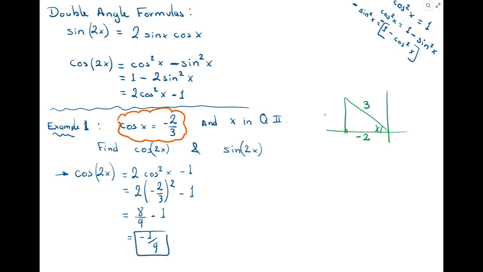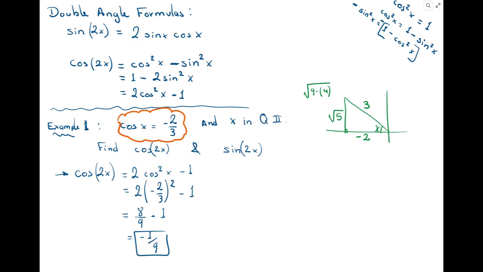And then for the sine, I would need to know what that other leg is, right? That y value here. So that would be the square root of 9 minus 4, right? Negative 2 squared, and that will be the square root of 5. So this side right there, this short leg, is positive square root of 5.